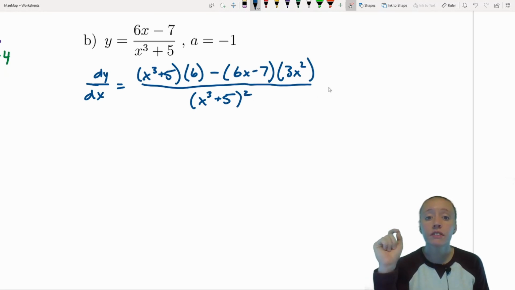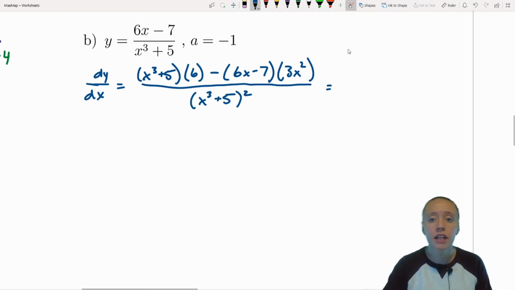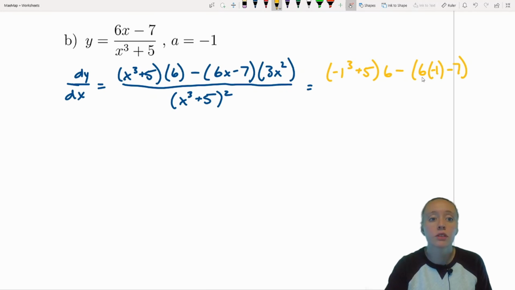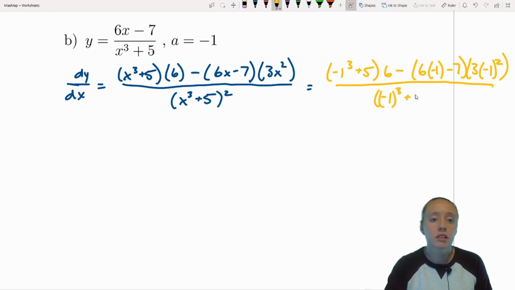Now I want to find the derivative when a equals negative 1. I can simplify this down, but I'm plugging in a point anyway, so let's just go ahead and plug it in. I'm going to have negative 1 cubed plus 5 times 6 times negative 1 minus 7, minus 6x minus 7 evaluated at negative 1, times 3 times negative 1 squared, all over negative 1 cubed plus 5 squared.